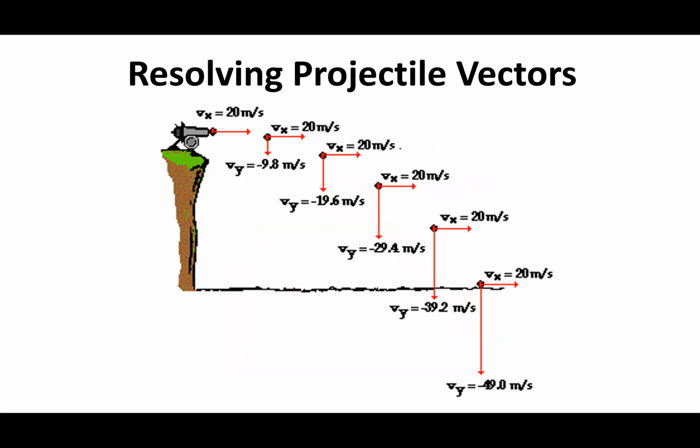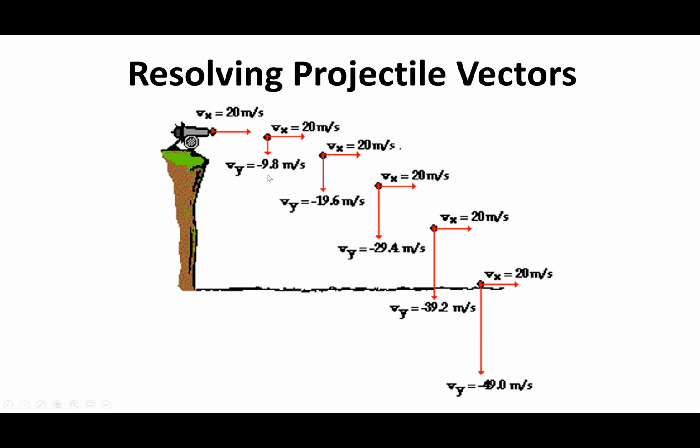Another way to look at it is to look at just the components. If we fired a cannon off a cliff in a horizontal direction, if it was fired at 20 meters per second, it would continue to travel horizontally at 20 meters per second until it hits the ground. But vertically, initially it has 0 vertical velocity. Right when it's launched, it hasn't had a chance to start falling yet. So it has no vertical velocity right at that instant.